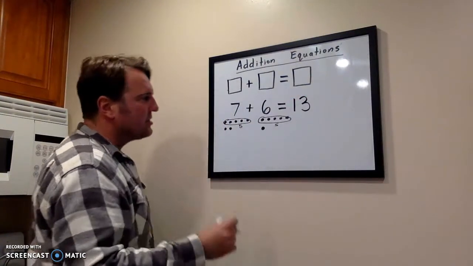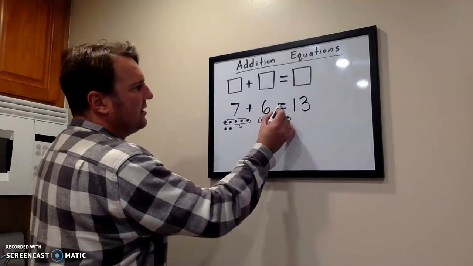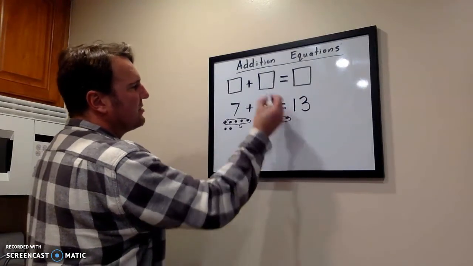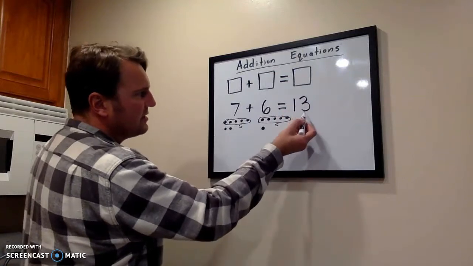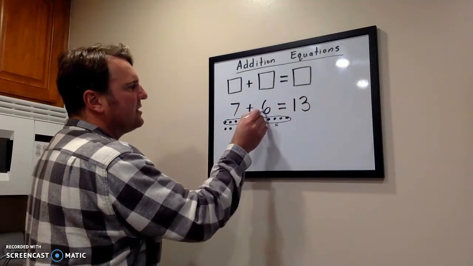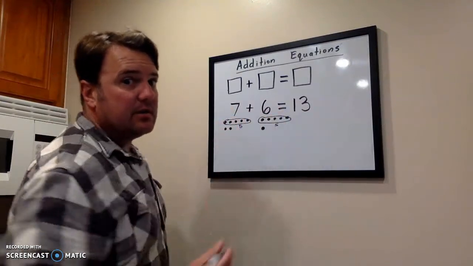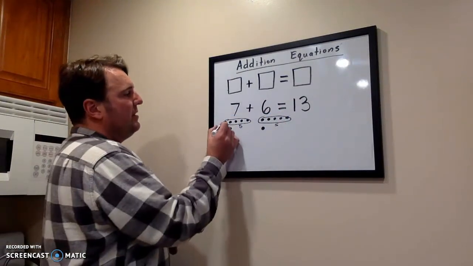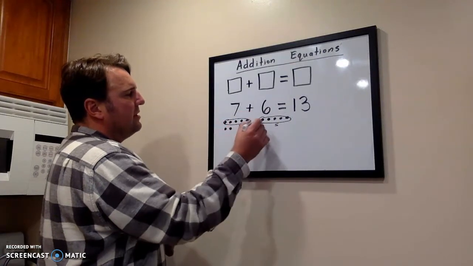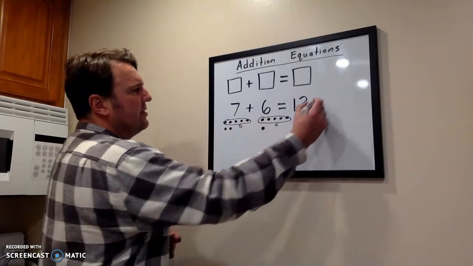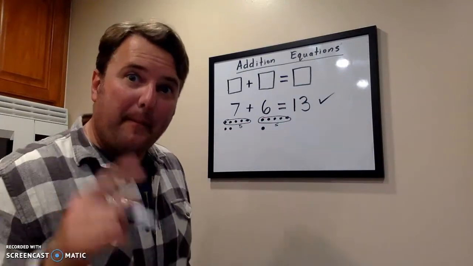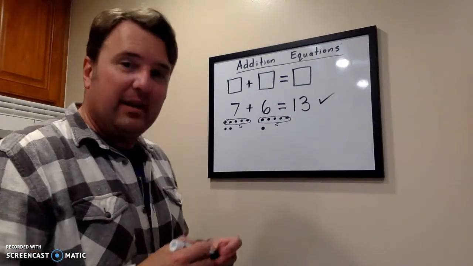Now let's check to make sure. This says 13. This means that whatever's on this side is the same as what's on this side, okay? So 7 plus 6 better be 13 because I've got the equal symbol equals 13. Just double check. 1, 2, 3, 4, 5, 6, 7, 8, 9, 10, 11, 12, 13. 13. Chickadee check. Boom. Good job, everybody.